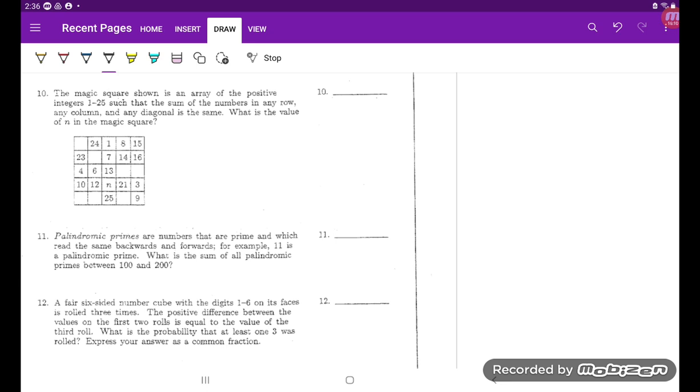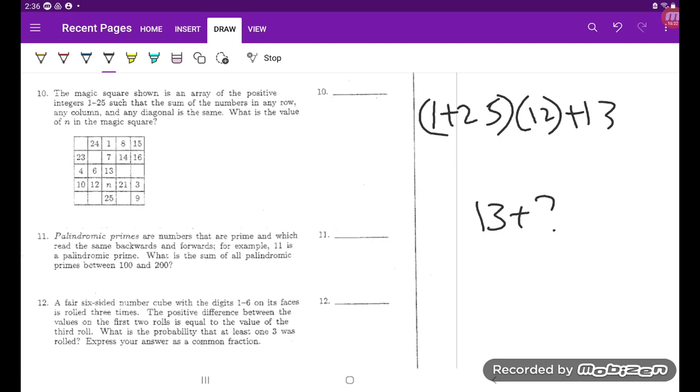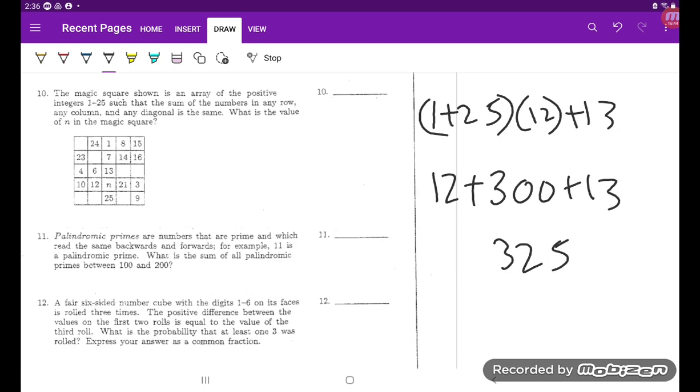So that's 12 pairs, right? But we have to add a 13. Why? Because 13 added to no other number is equal to 26 besides itself, and there's only one 13 in here, so we have to add the 13 because it doesn't have a pair. So that's just 300 plus 13, so it's just 325.